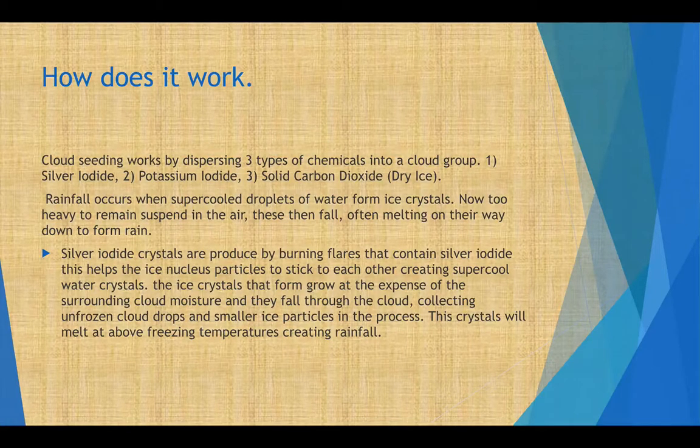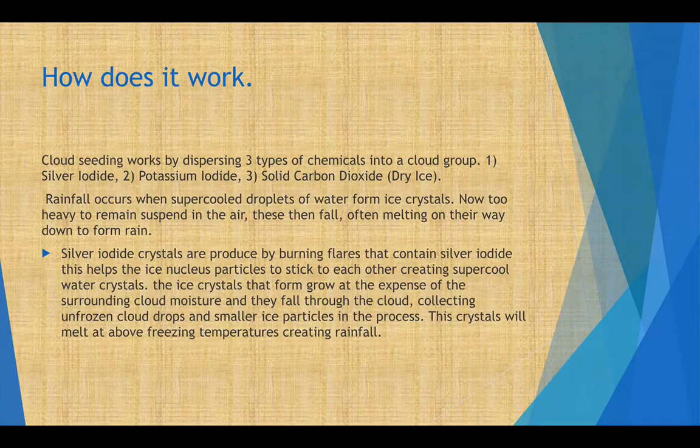Now, how does it work? Cloud seeding works by dispersing three types of chemicals into the cloud. One is silver iodide, the second one is potassium iodide, and the third one is solid carbon dioxide, or dry ice. Rainfall occurs when supercooled droplets of water form ice crystals. Too heavy to remain suspended in the air, these then fall, often melting on their way down to form rain.